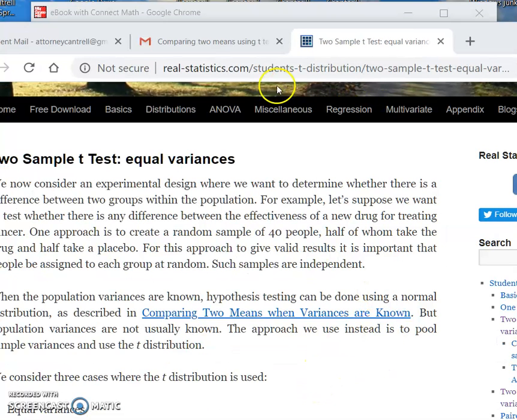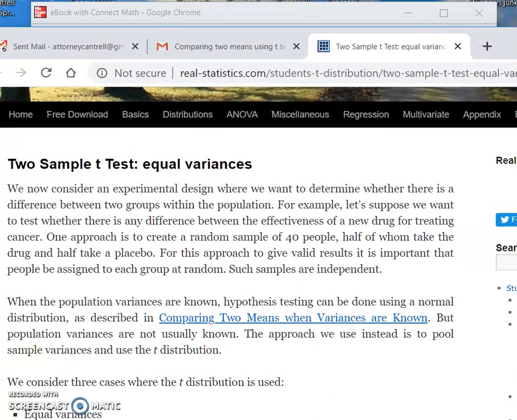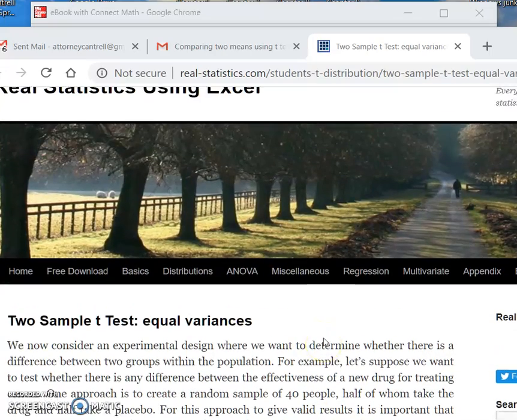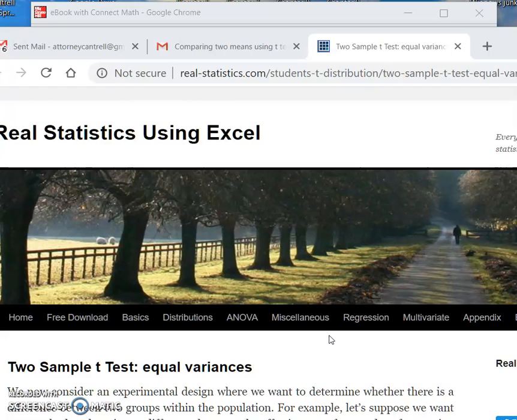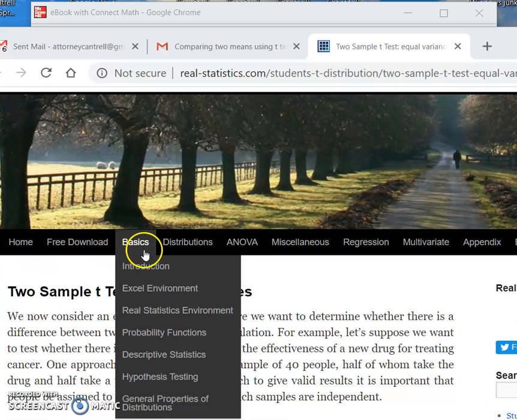Okay, so now I'm having a hard time with this crazy program here. Let me see if I can get you lined up here. All right, I think it's on the screen now. So this is a good website. If anybody wants it, I'll be happy to send it to you. It's called real-statistics.com, and obviously they have a directory. You can find all kinds of stuff. As you can see, it has quite a bit of stuff here.